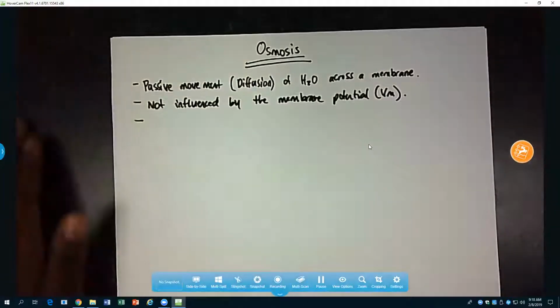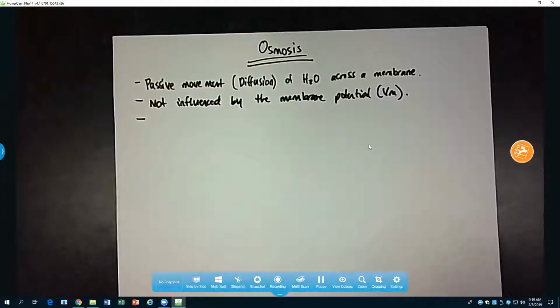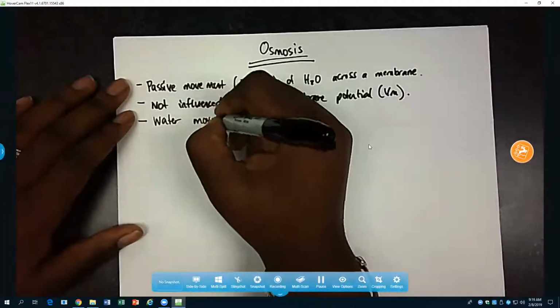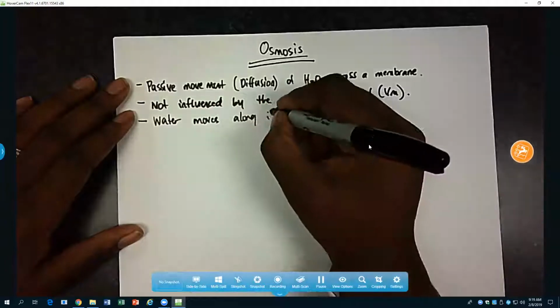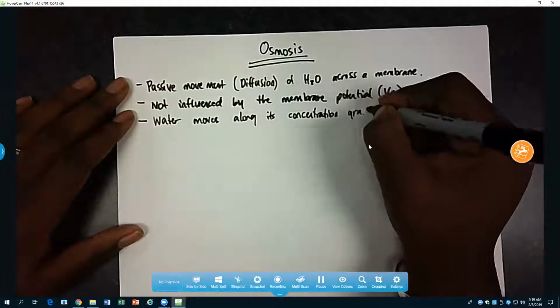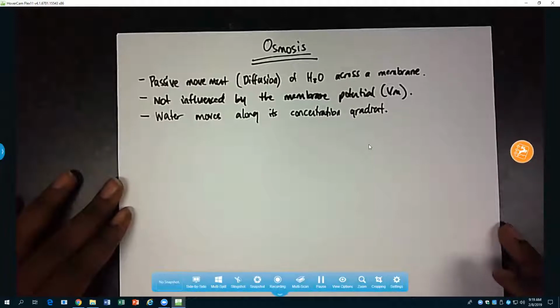Okay. Now, the way that water does move is along its own concentration gradient. So if we have an area of high water concentration, water will move freely to distribute itself across that membrane according to its gradient. Okay, and this is independent of any other solute movement.